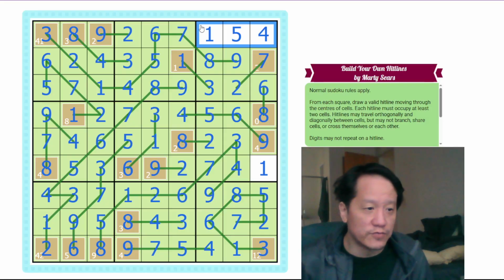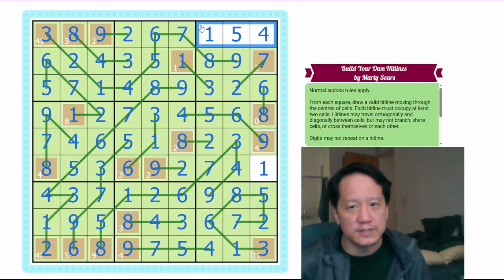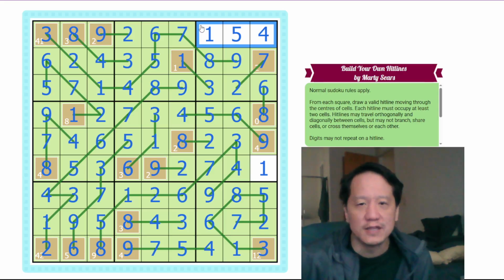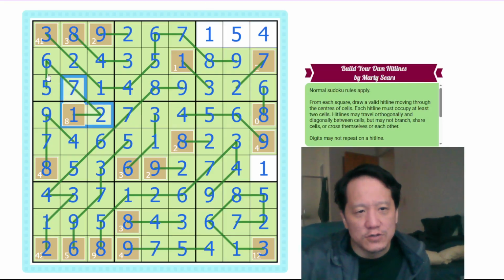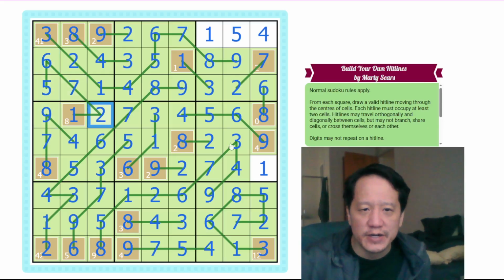Yeah, overall, just a really cool puzzle. Building the hit lines was a very interesting aspect of it. There are certain logical pitfalls in some of these, but overall, just a very cool puzzle.